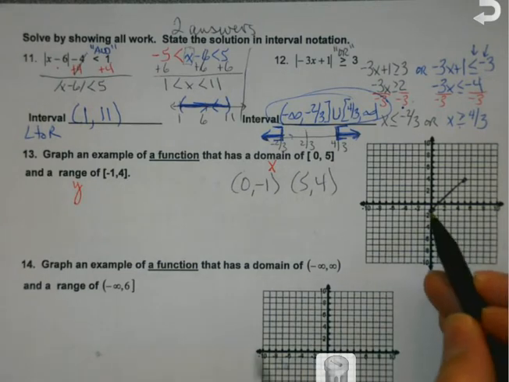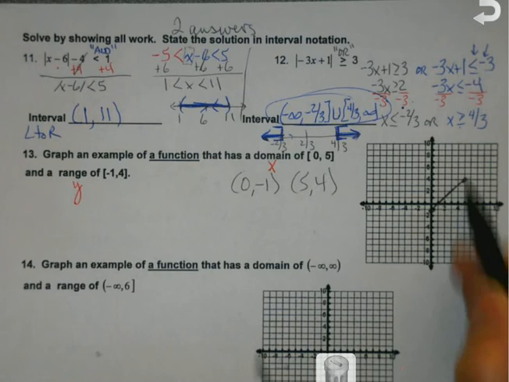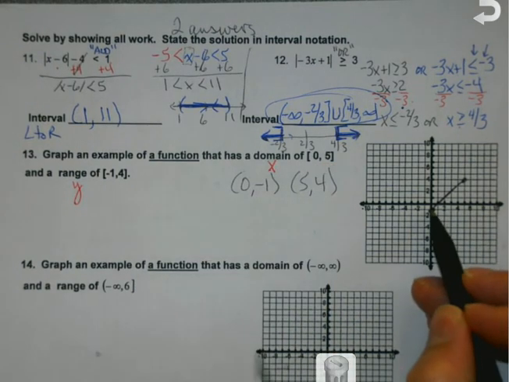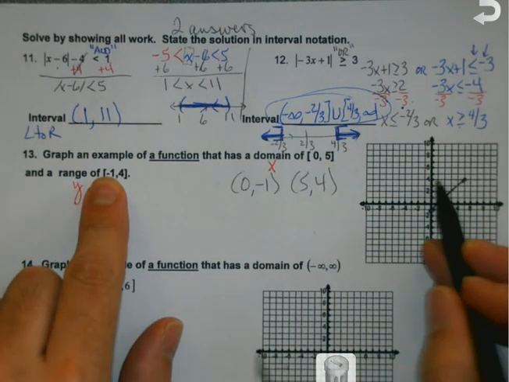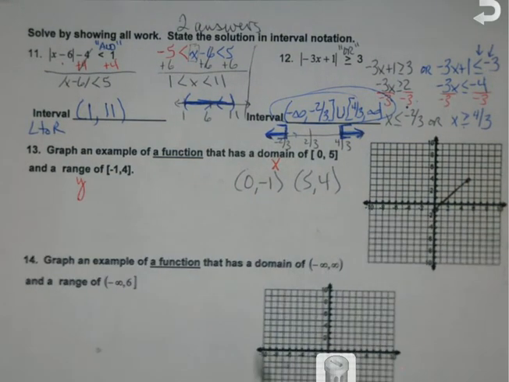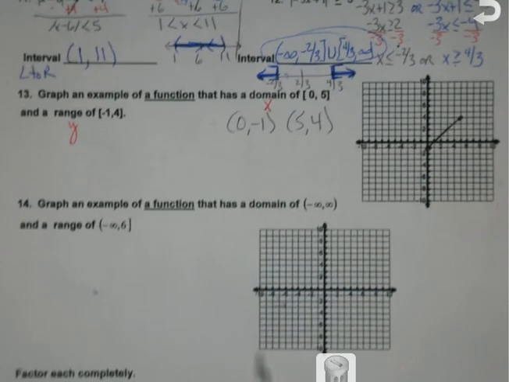Because my x values go from 0 to 5, like they're supposed to. My y values go from negative 1 up to 4, like they're supposed to. So that's all I need. If you want to do something funkier, you can, but it's really not necessary. So let's see what else we got.